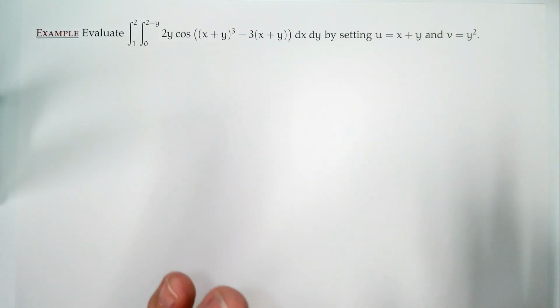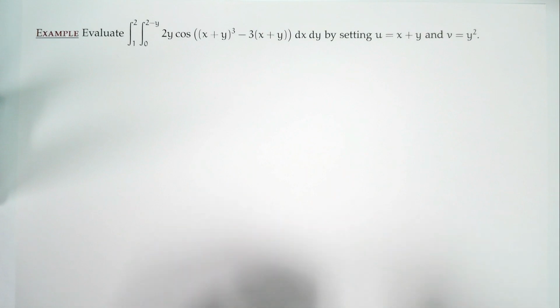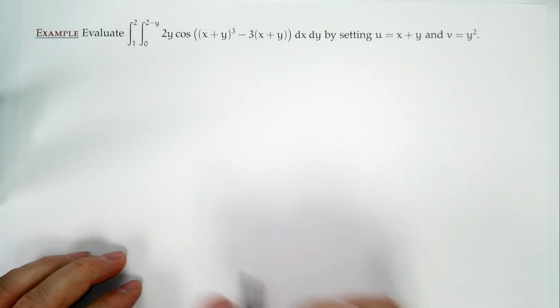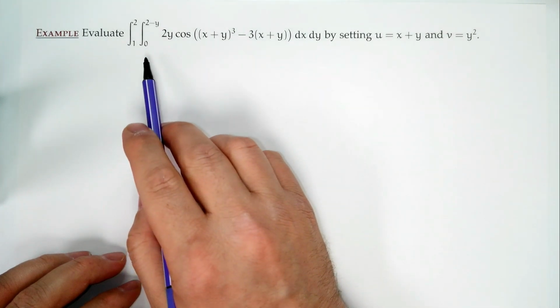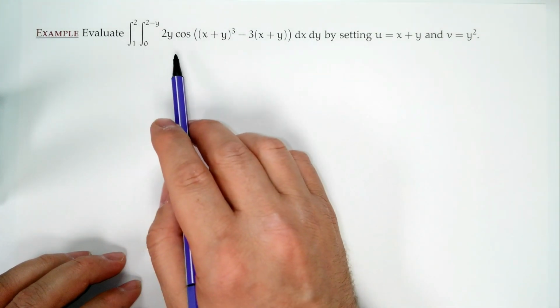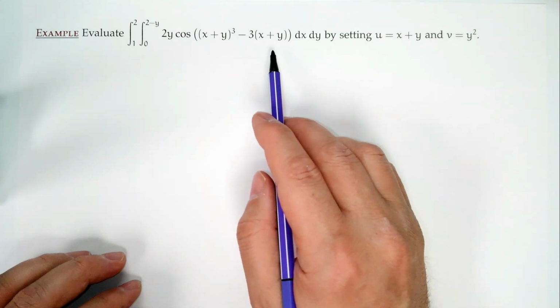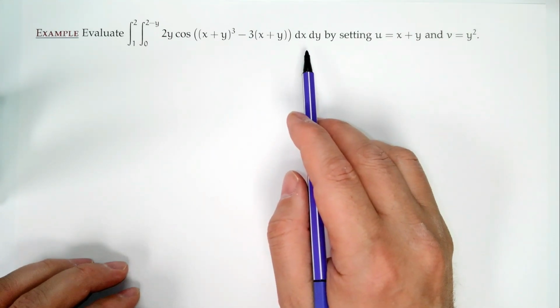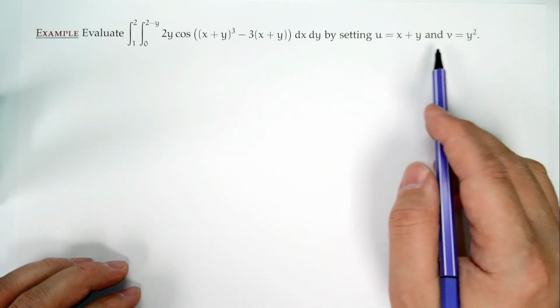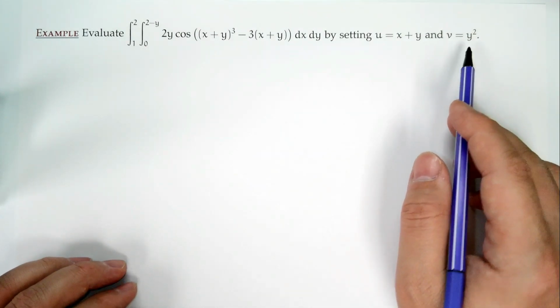All right, maybe a little bit more practice would be good. So let's try this one. This comes from a recent exam. Evaluate the integral from 1 to 2, integral 0 to 2 minus y, of 2y cosine of (x plus y cubed minus 3 times (x plus y)) dx dy by setting u equals x plus y and v equals y squared.